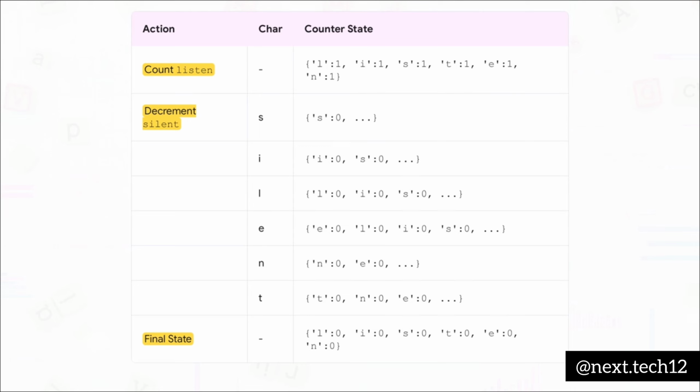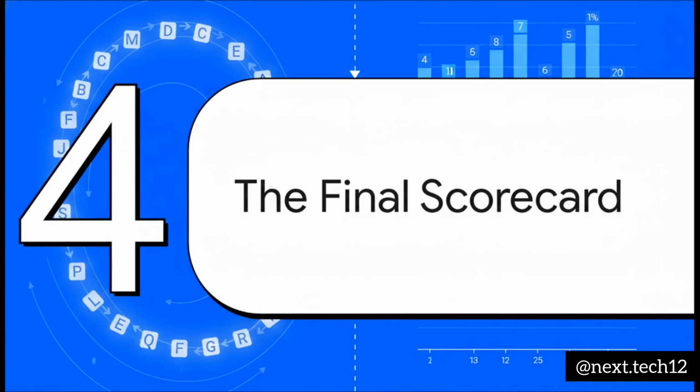The process here is kind of like balancing a scale. First, we build our frequency map from the word listen, which gives us one of each letter. Then we go through the second word, silent, one letter at a time, and we subtract from our map. So we see an S, we take the count for S down to 0, we see an I, take that down to 0, and so on. If we get to the end of the second word and every single count in our map is 0, then the scales are perfectly balanced. They're anagrams.